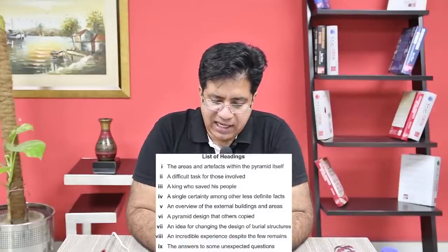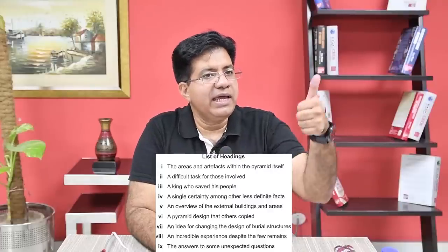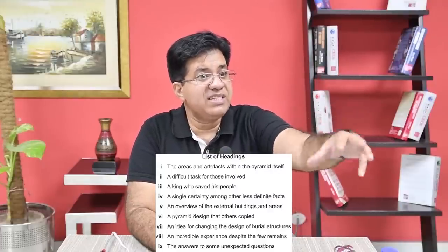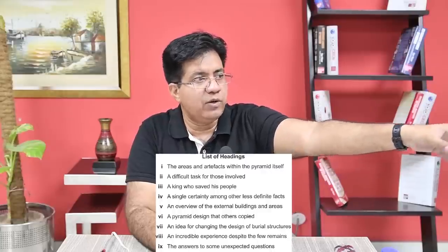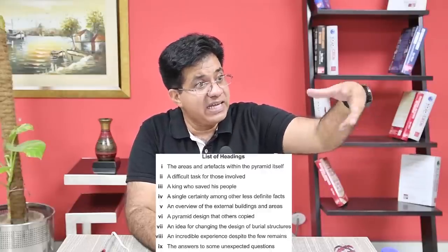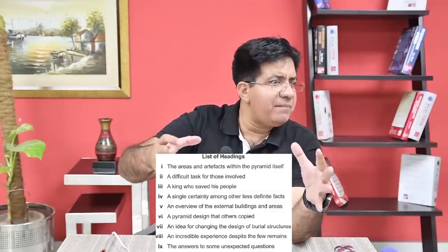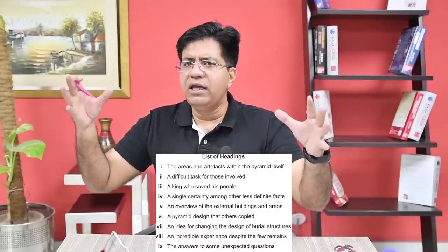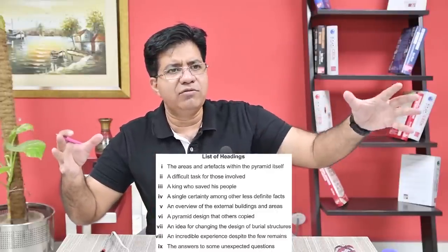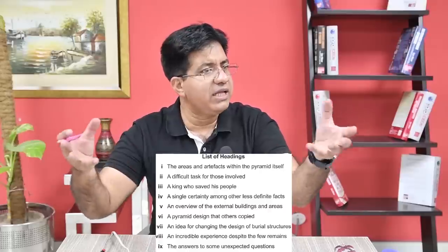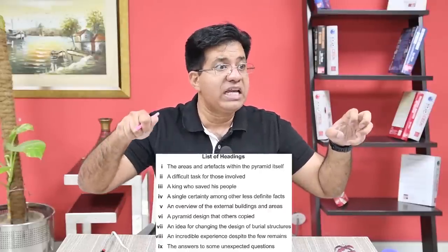Okay, after this, now we come to headings. I'm going to tell you how to read and interpret headings. Heading number one, everyone. Areas and artifacts. Look, areas means location, and artifacts means the things which are found within the pyramid. Very simple. Inside the pyramid, they will say we found inside. For example, inside the pyramid, we found kitchen, bathroom, this, that. And we also found some things. So that is area and artifact.